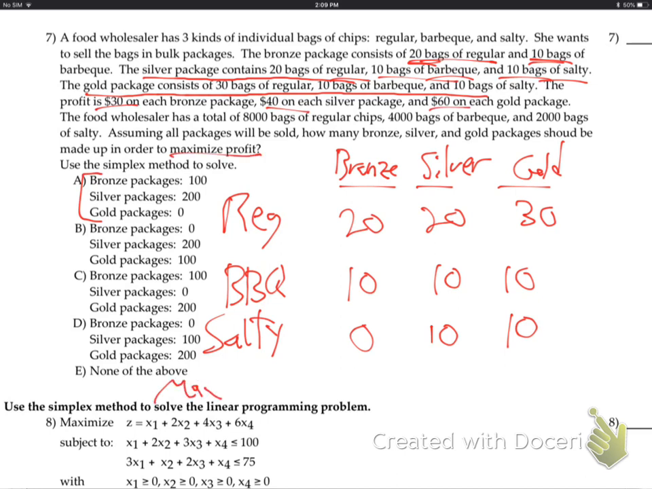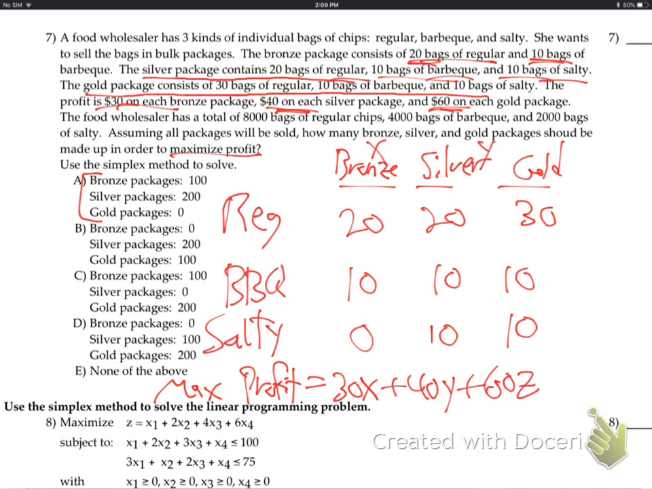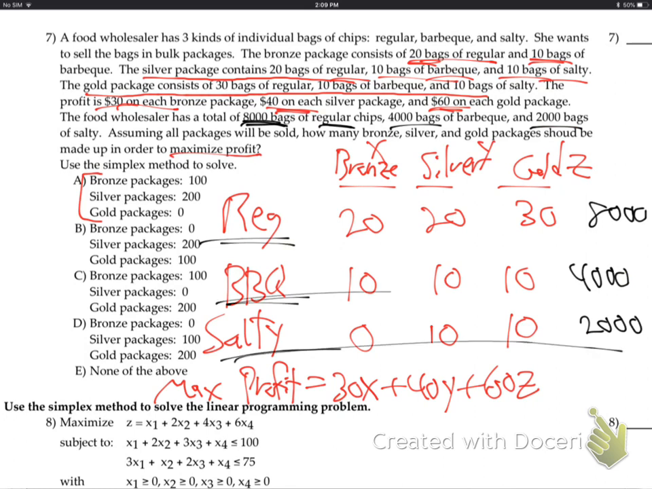Maximize profit. So you're maximizing profit, which is, again, 30x, 40y, 60z, x, y, z. Everybody good with that? And then, what else do we have left? 8,000 bags of regular. That goes over here. That's regular. 4,000 bags of barbecue. And 2,000 bags of salty. See, I put those on the regular, barbecue, salty lines.